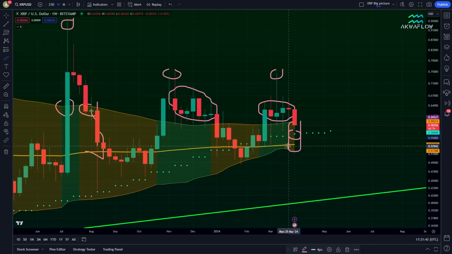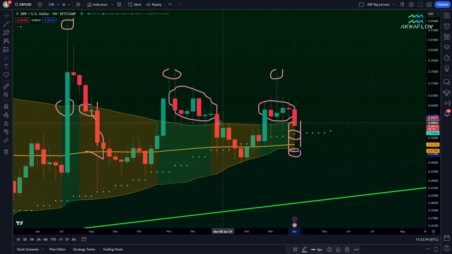Then we have the EMA, the 180 weeks EMA. This is the second level to watch, and of course the bottom of the band, which is just right here, which is the support that absolutely needs to hold. And currently the bottom of the band is around a little bit less than 52 cents.